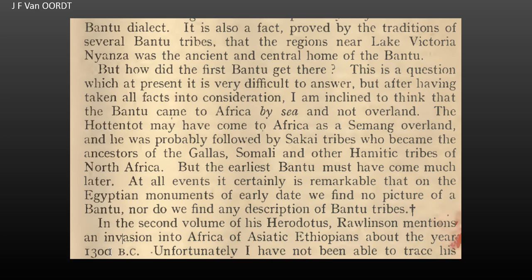At all events, it certainly is remarkable that on the Egyptian monuments of early date, we find no picture of a Bantu, nor do we find any description of Bantu tribes. In the second volume of his Herodotus, Rawlinson mentions an invasion into Africa of Asiatic Ethiopians about the year 1300 BC. So, I mean, this guy said he didn't find any monuments or statues of Bantus in Egypt, but he's not an archaeologist. He hasn't indicated that he's been to Egypt, but anyway, I wanted to point that out, right? I mean, there was a cover up by a lot of these academics as well.